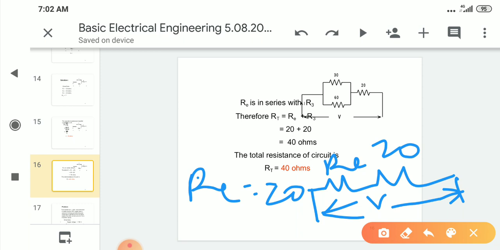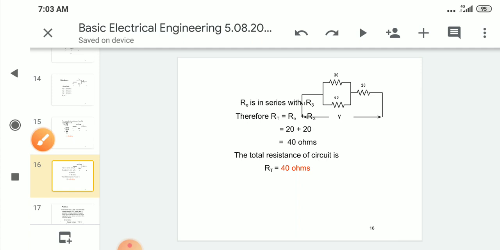Now these 20 and our series resistance 20 are in series. In series, what we have to do? We have to add this. 20 plus 20 gives 40 ohms. This is the final answer.